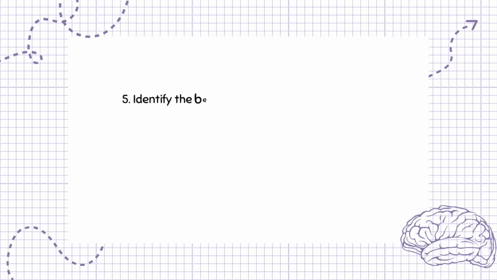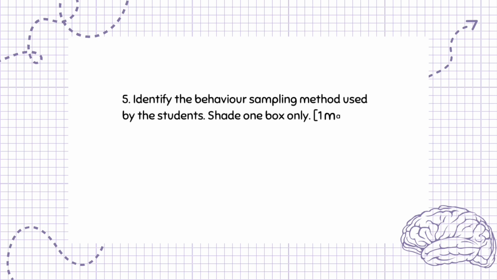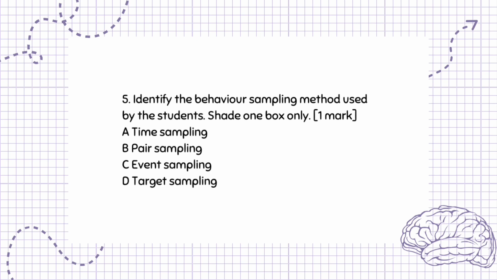Question 5. Identify the behavior sampling method used by the students. Shade 1 box only. 1 mark. A time sampling. B pair sampling. C event sampling. D target sampling. The answer is C, event sampling.